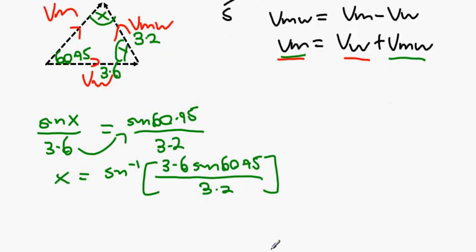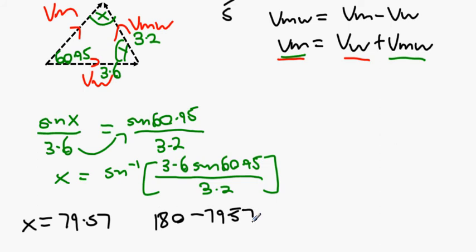Now, there's two answers to this, alright? So X equals 79.57. But there's also a secondary answer. The secondary answer is 180 minus 79.57. So 180 minus this answer gives me 100.43. So there's two answers for this triangle.